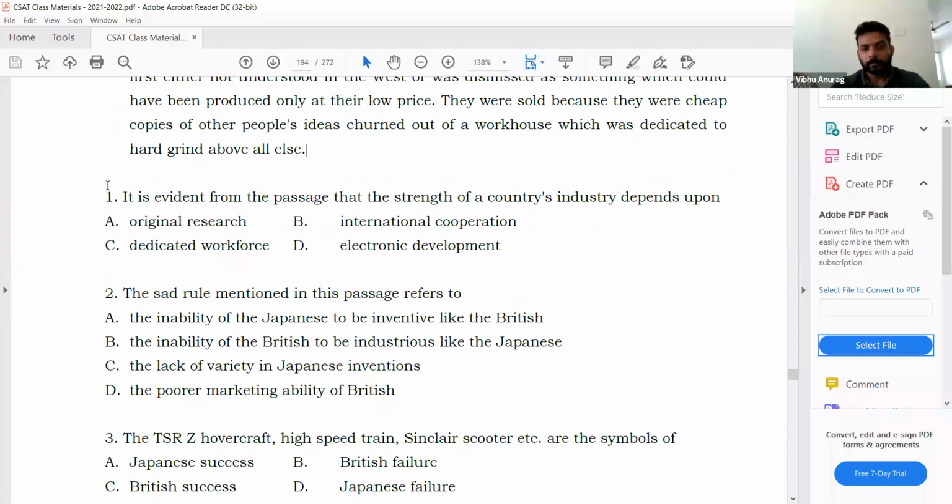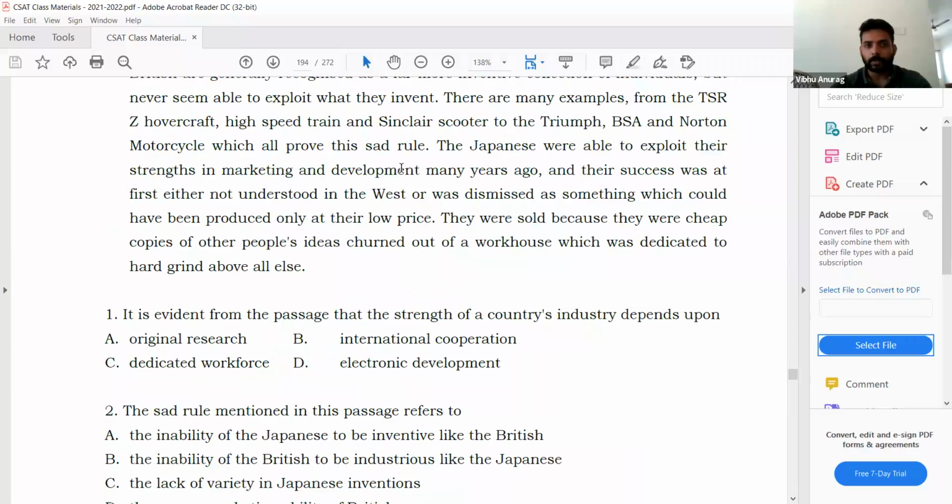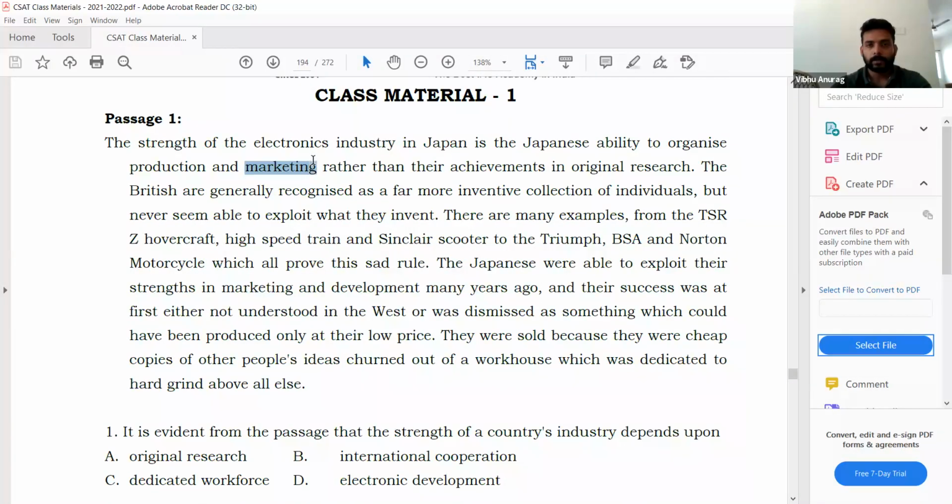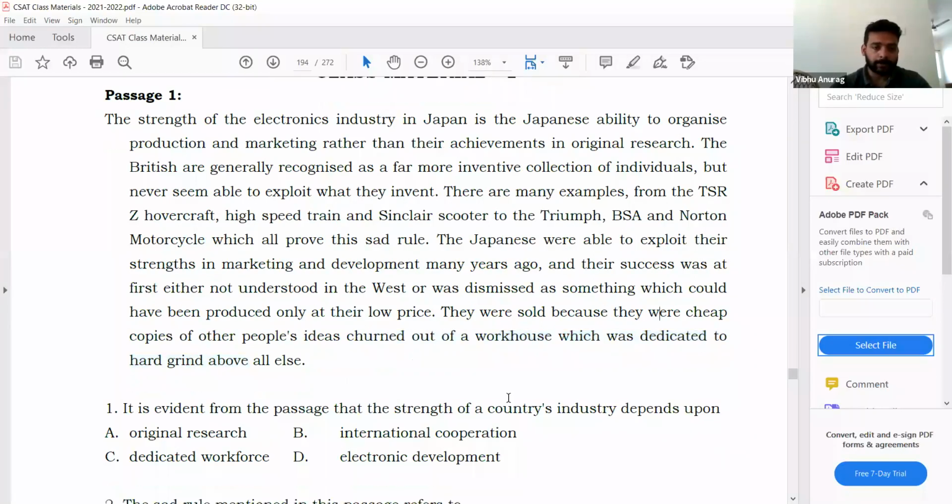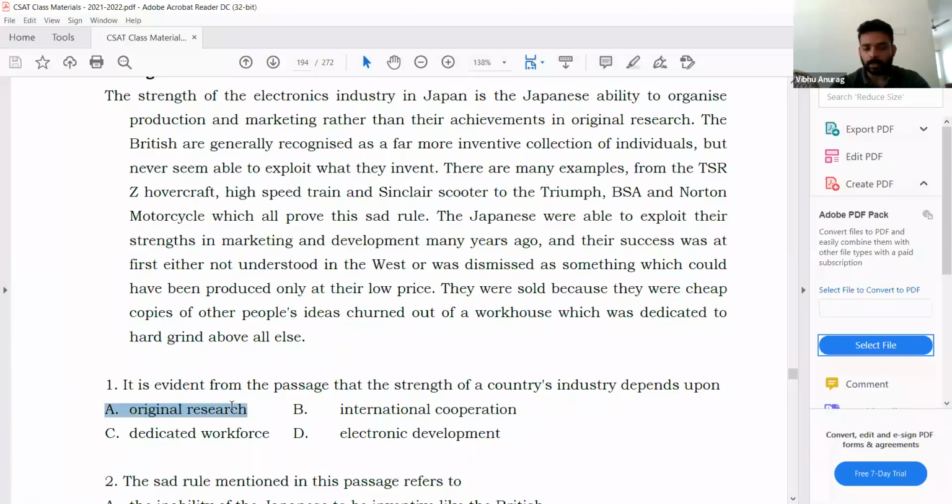Number 1. It is evident from the passage. Evident means it is clear from the passage that the strength of a country's industry depends upon. So if you see the passage, strength is what? Strength is marketing, strength is organizing production, strength is producing things out of a workhouse. That's why they were successful, dedicated to hard grind. So it is definitely not original research. This is what the Britishers were doing, not the Japanese. He's talking about the strength of Japanese in the passage, so it cannot be A.